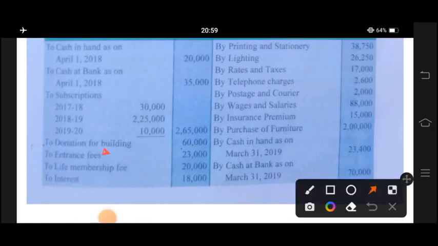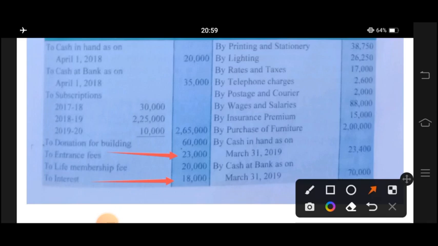And ultimately, life membership fees is not a revenue nature transaction, that is why it should not be recorded in the income and expenditure account. And when we talk about the interest, it will definitely be a subject matter of the income and expenditure account, and it will be recorded in the credit side on the basis of the income in the income and expenditure account.